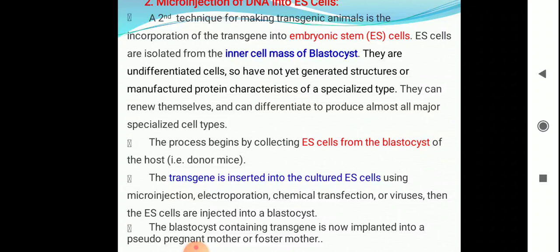I have already shown this slide earlier. Here a picture shows how after cleavage there is the blastula. In the blastula, an inner cell mass forms. The inner cell mass is collected and dissociated. In this dissociated mass, the gene is introduced. An established embryonic stem cell line is formed, and this can again be incorporated into another blastula, and thereby transgenic animals are produced.